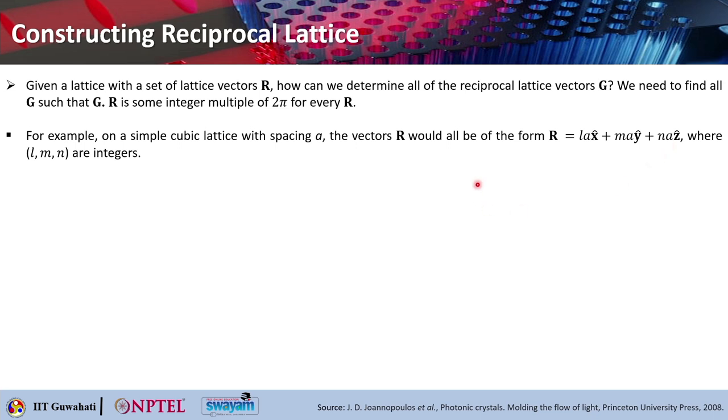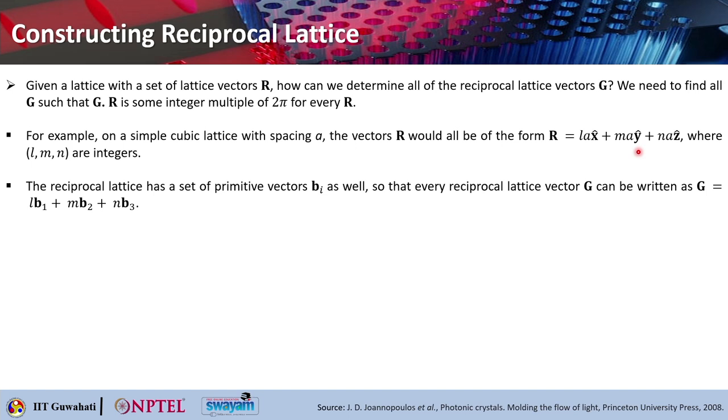So, we know that every lattice vector capital R can be written in terms of the primitive lattice vectors, which are basically the smallest vectors pointing from one lattice point to another, right? In the reciprocal lattice also, we have a similar set of primitive vectors. You can name them small b i, so that every reciprocal lattice vector G can also be expressed as L b1 plus M b2 plus N b3. Again, L, M, N are integers, right? So, what is the requirement? The requirement is that G dot R should be equal to 2 pi N, where N is an integer again, okay? This is the requirement that we discussed here.